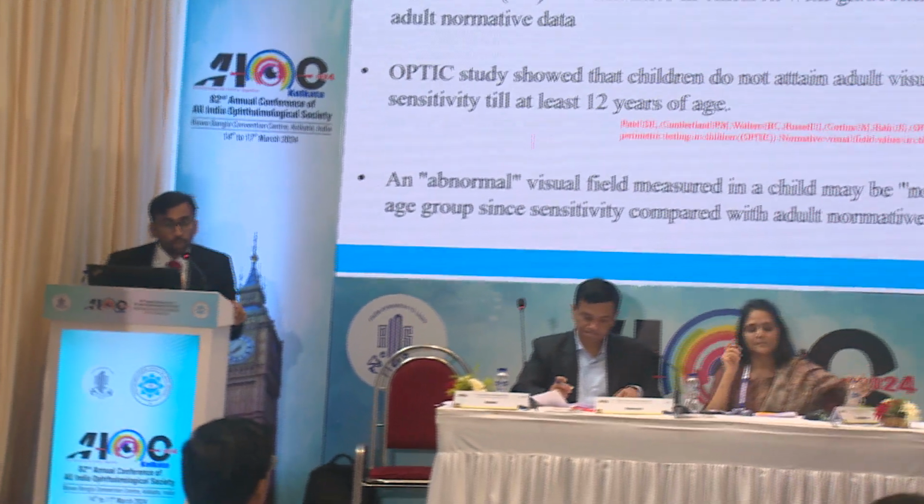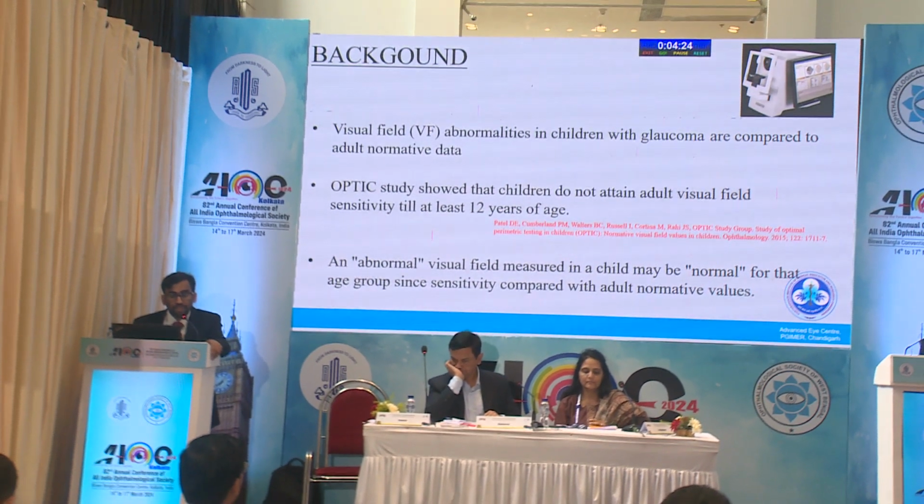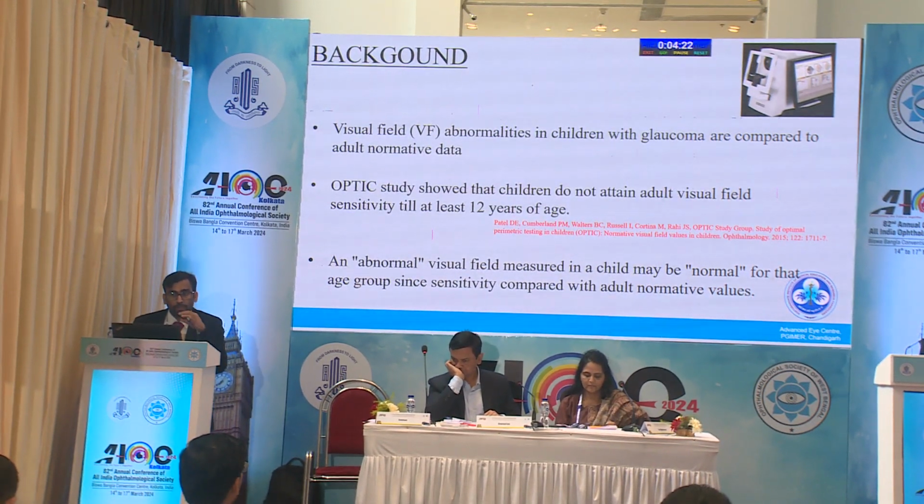In clinical practice, visual abnormalities in children with glaucoma are compared with adult normative data, because there is a lack of normative data for children. The optic study showed that children do not attain adult visual field sensitivity till at least 12 years of age. An abnormal visual field measured in a child may be normal for that age group, since the sensitivity is compared with the adult normative value.